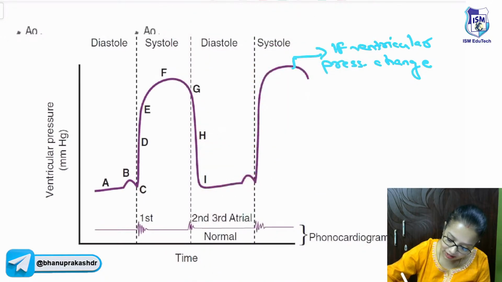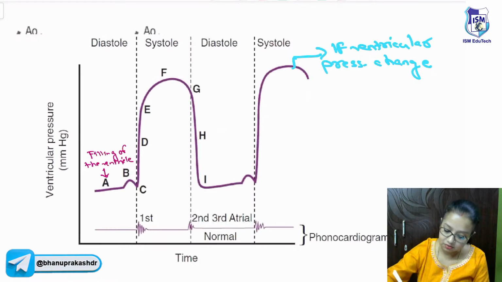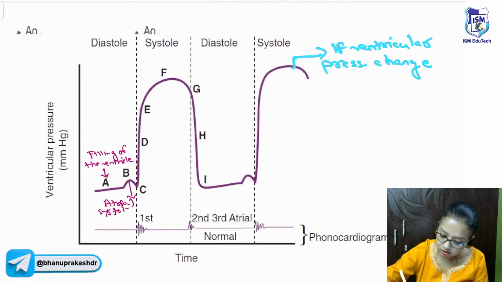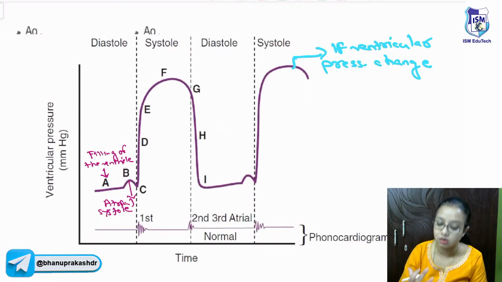So A, as we studied, what is A? This is the filling of the ventricles. B, this is the hump. Now, what does this hump correlate to? This hump is the atrial systole, as well as the active filling of the ventricle. If you see the previous video that we have studied, you will remember that this B point signifies the atrial systole or the active filling of the ventricle.